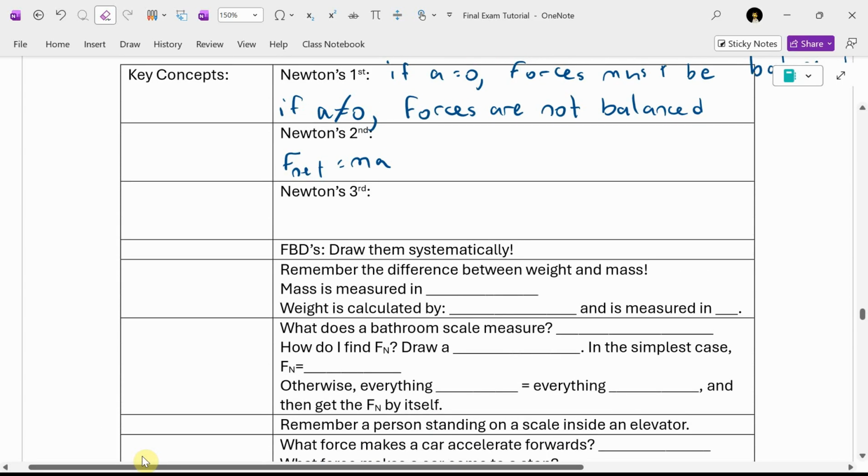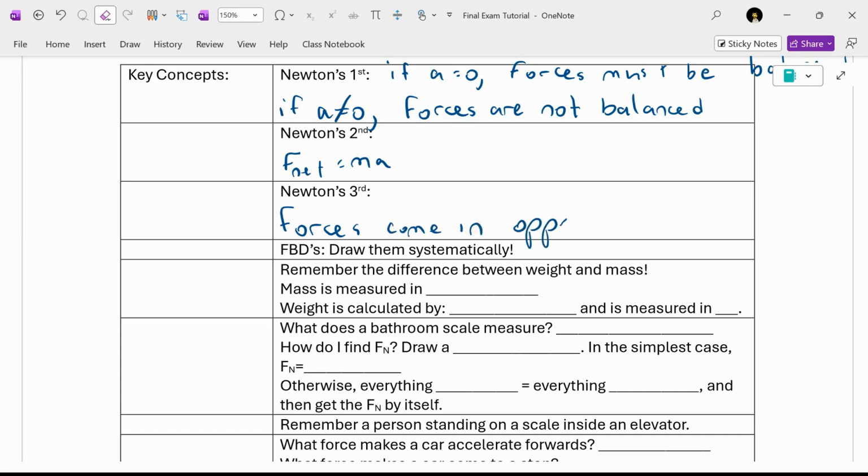What was Newton's third law? I phrased it as forces come in, and I'll be nitpicky, I never bothered saying opposite, but I will in our notes, forces come in opposite pairs. Which is also why impulses came in opposite pairs.